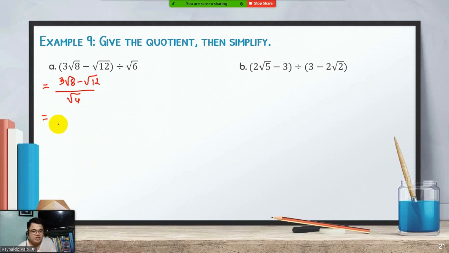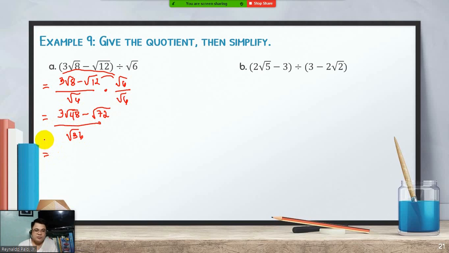Alright, next thing is we can already simplify this by getting the fraction square root of 6 over square root of 6. But remember that we have to distribute square root of 6 to the binomial in the numerator. So 3 square root of 8 times square root of 6 is what? It is 3 square root of 48. Then negative square root of 12 times square root of 6 is negative square root of 72. Then over square root of 6 times square root of 6 is square root of 36.